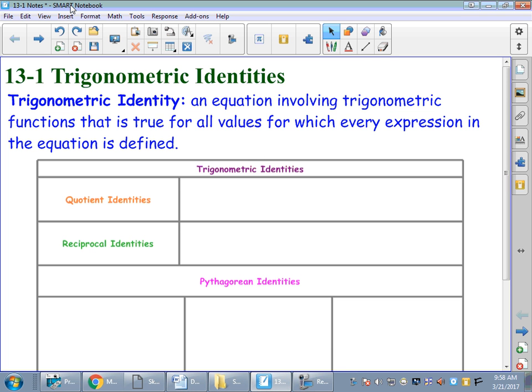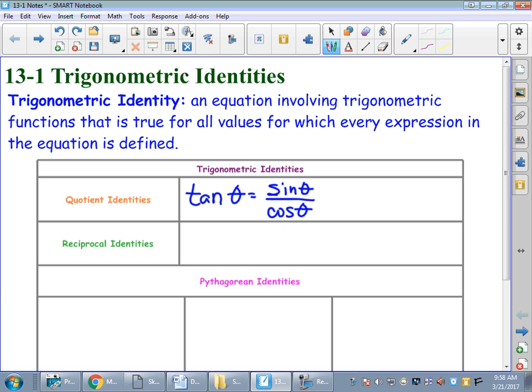Quotient identities, which implies a division is happening. Reciprocal identities, which involves an inverse or a flipping of a fraction. And then Pythagorean identities, which hints at the fact that it has something to do with the Pythagorean theorem. A couple of these we've already talked about, but I never really mentioned that they're a trig identity. The first one is a quotient identity: the tangent of any angle can be found by placing the sine of that angle over the cosine of that angle.